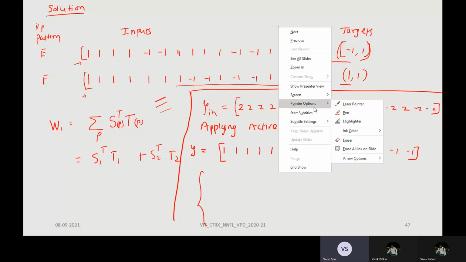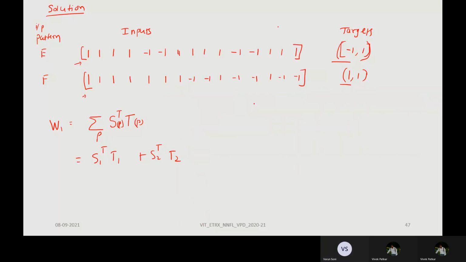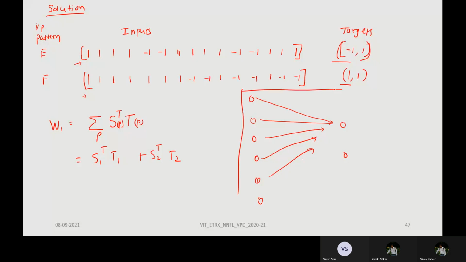Yes, sir. Finally, you draw the network. How many inputs does it have? 15 inputs. Okay. And then two outputs and the connections. Yes, sir. Got it. So first draw the network. Actually, I had a slide, but it got deleted.